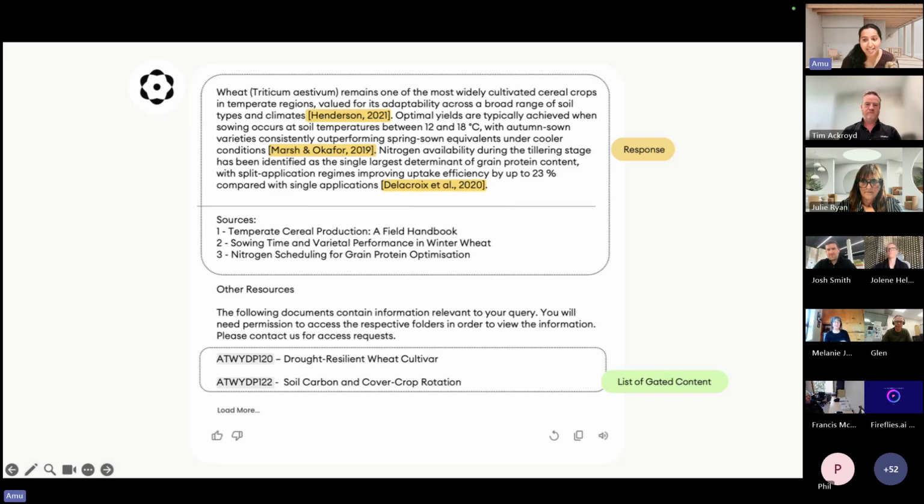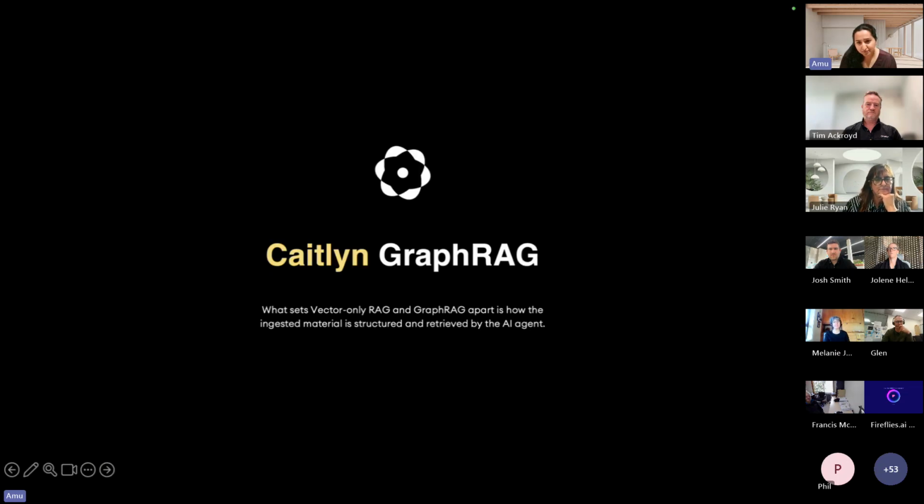You'll notice that the citations in BSI's version actually look slightly different. For researchers and scientists, the author and the year tell you an enormous amount at a glance: how current the work is and who's worked on it. So for BSI, they opted for the author-date citation method inside Caitlyn.